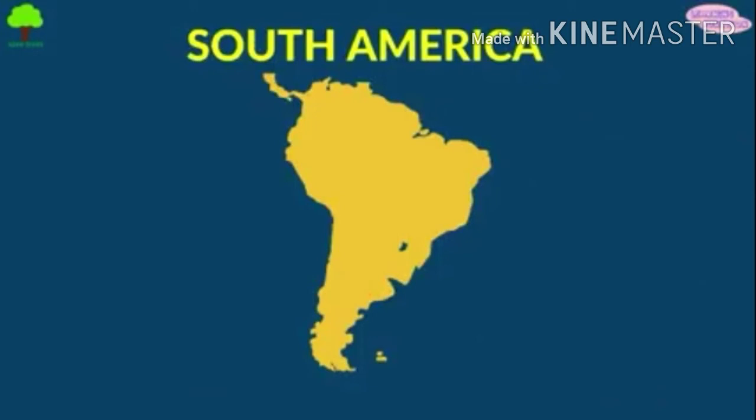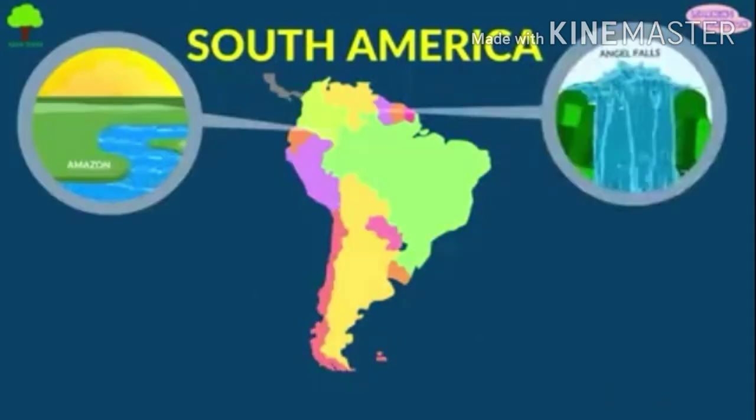Some important facts. The Andes, one among the longest mountain ranges in the world, runs along the western coast of this continent. The largest river of South America, the Amazon, starts from the Andes mountains, runs through a rainforest and flows into the Atlantic Ocean. Due to its sheer size, this river is sometimes called the River Sea.